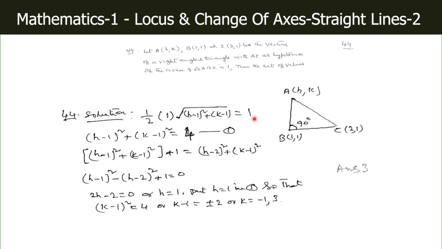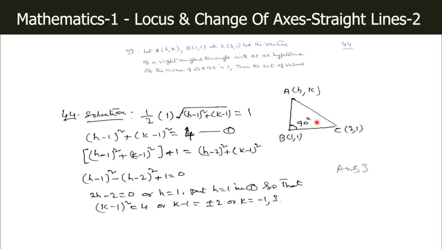So half of 1 into square root of (h minus 1) whole square plus (k minus 1) whole square is equal to 1, or that is (h minus 1) whole square plus (k minus 1) whole square is equal to 4. So this we can write as (h minus 1) whole square plus (k minus 1) whole square plus 1 is equal to (h minus 2) whole square plus (k minus 1) whole square, because it's a right angle triangle. AB square plus BC square is equal to AC square.